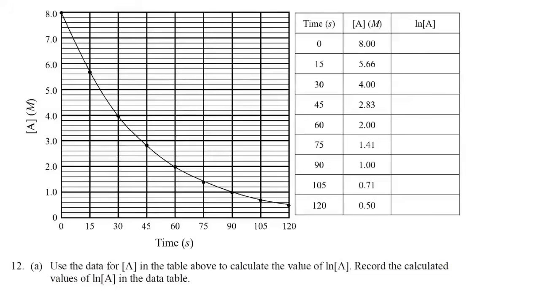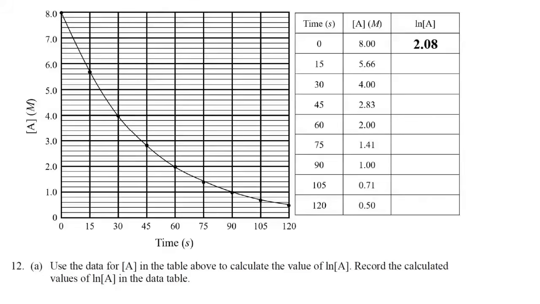Question 12. Part A, use the data for concentration of A in the table above to calculate the value of the natural log of the concentration of A. Record the calculated values for the natural log of the concentration of A in the data table. So when I pick up my calculator and I use the natural log button to figure out the natural log of 8, I get 2.08.